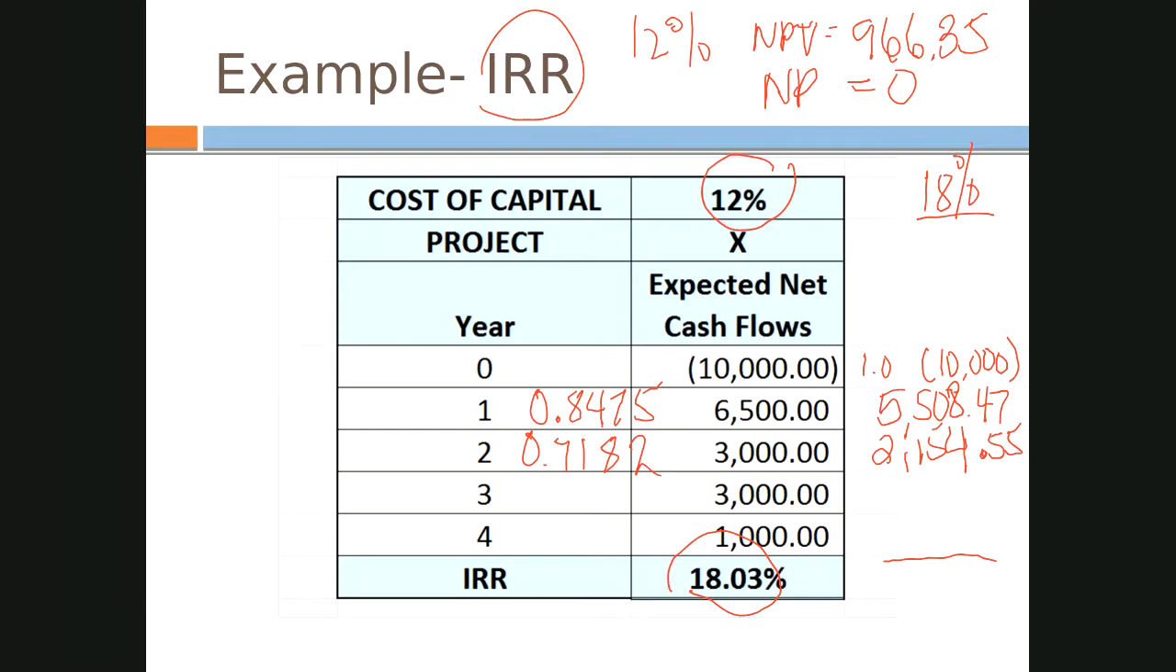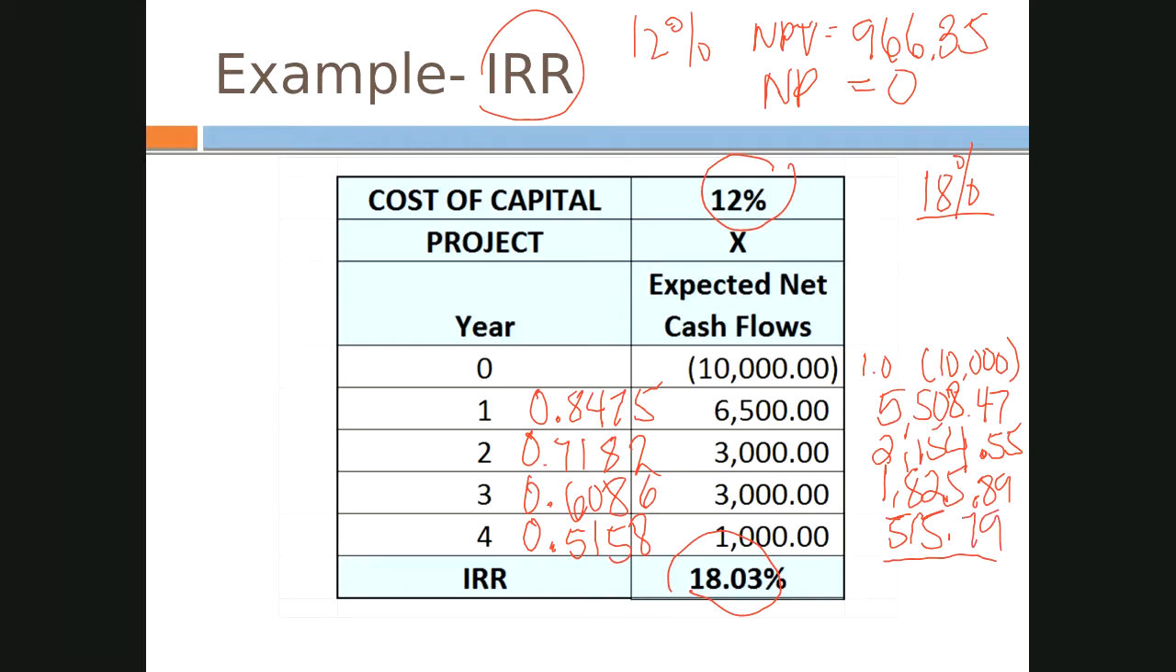Then, 1.18 raised to negative 3. So this is 0.6086. We'll get around up ulit. Multiply by 3,000. So that will be 1,825.89. And lastly, 1.18 raised to negative 4. That is 0.5158. Wag iuling i-round up. Multiply by 1,000. So this is 515.79.